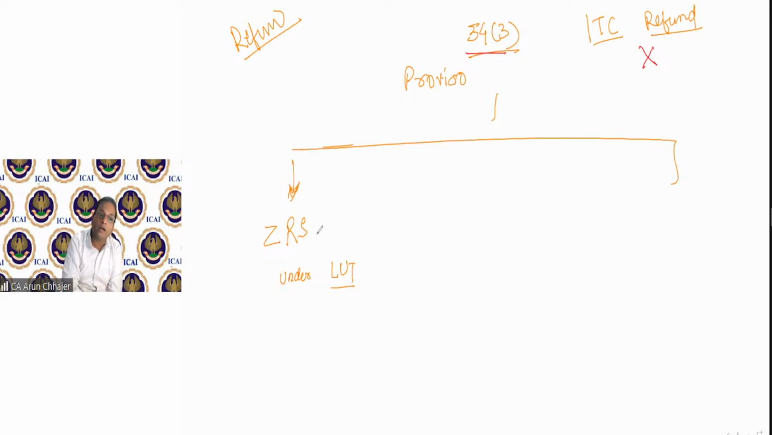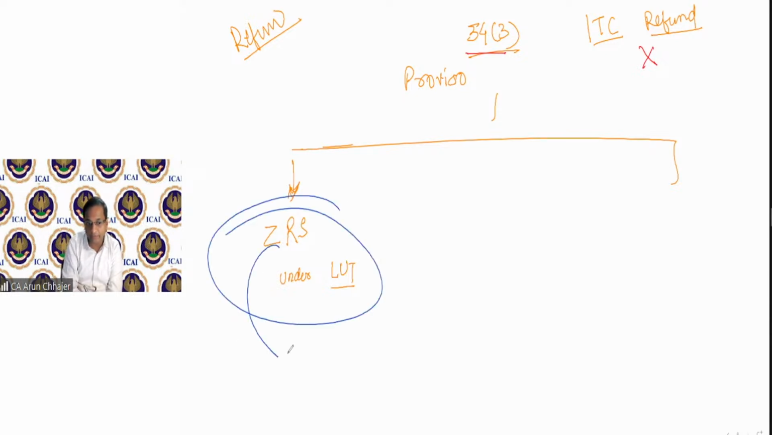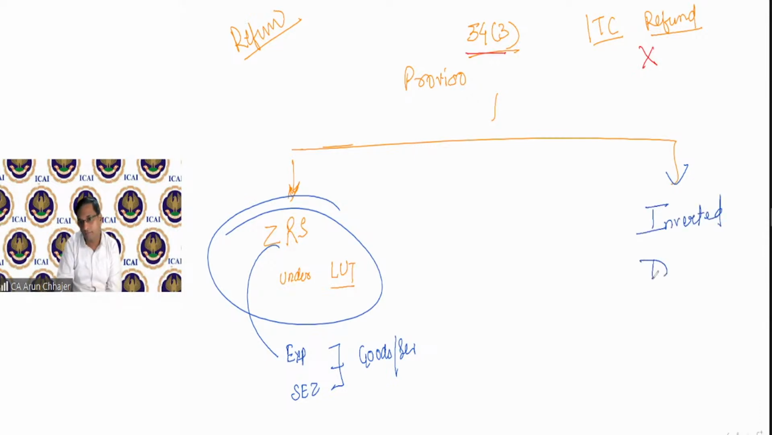If you are making the zero rated supplies under LUT, so zero rated supply will include export and SEZ, and it can be of goods or services, right? And second is inverted duty structure.